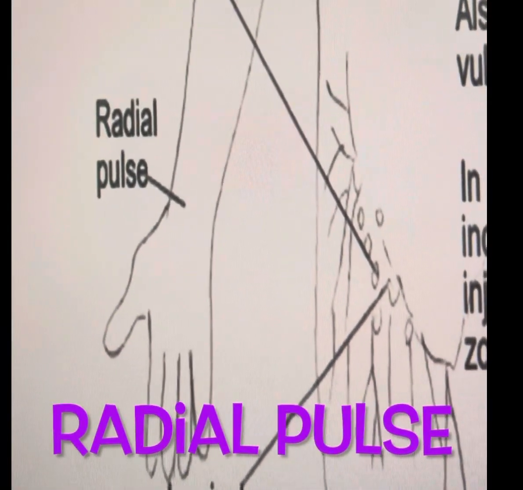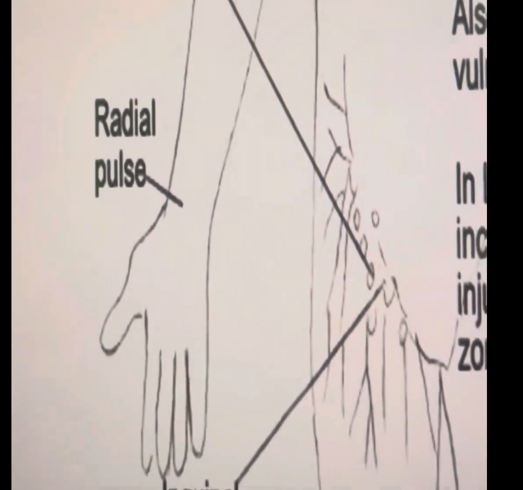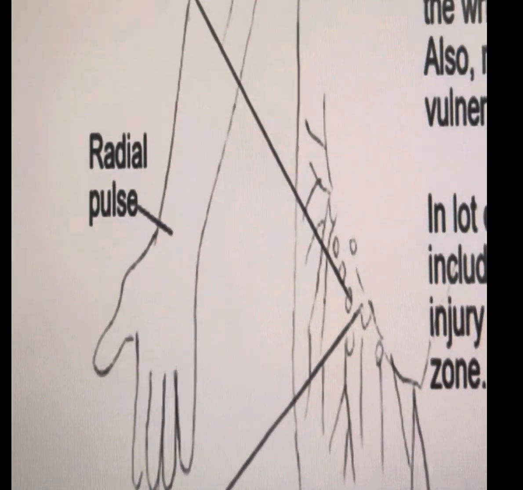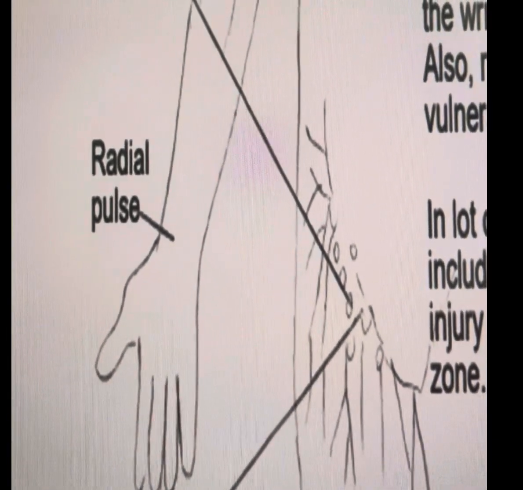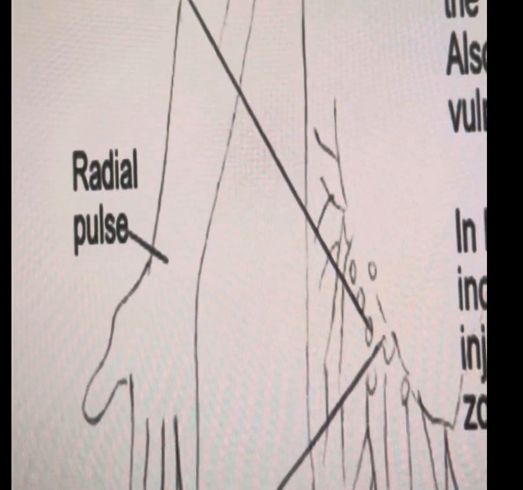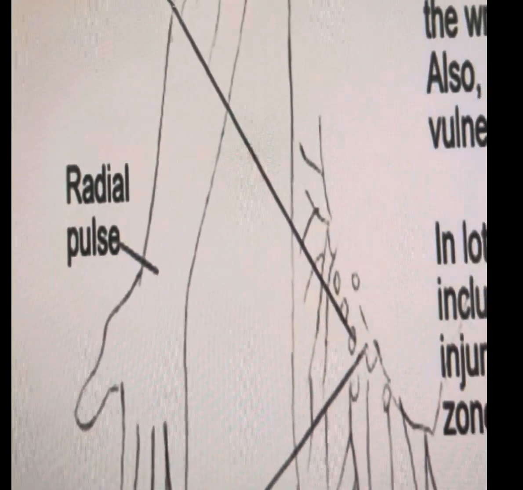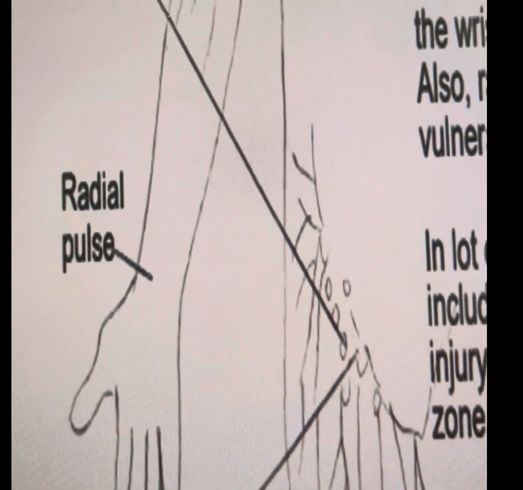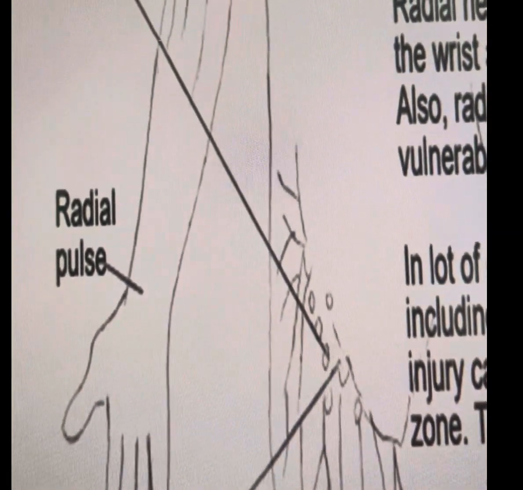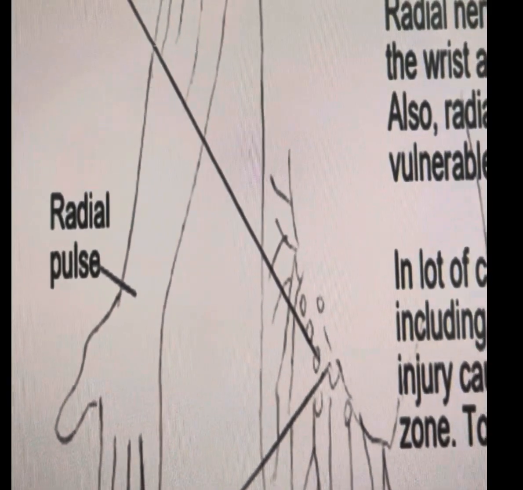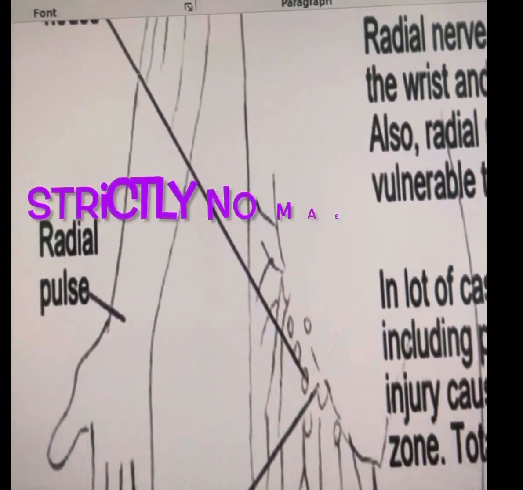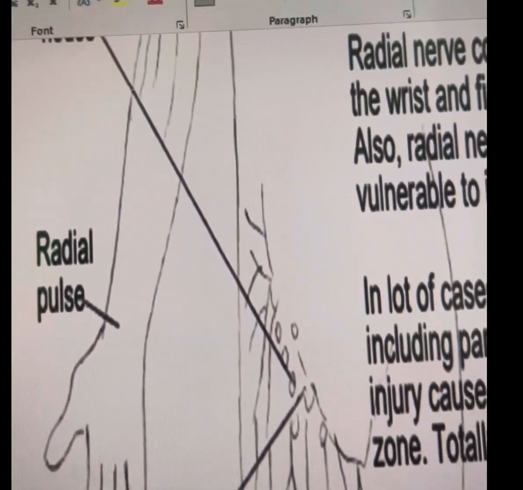The other one is the radial pulse. In a lot of cases, complications in the radial pulse area may occur, including partial or complete loss of feeling in the hand if injury is caused by pulling of the hand or massaging the endangered zone. Totally no massage in the radial pulse area.